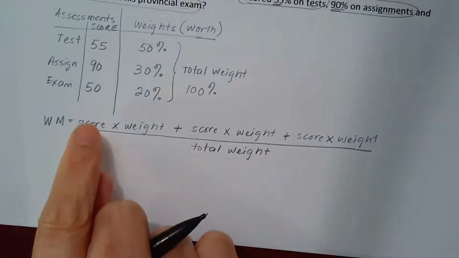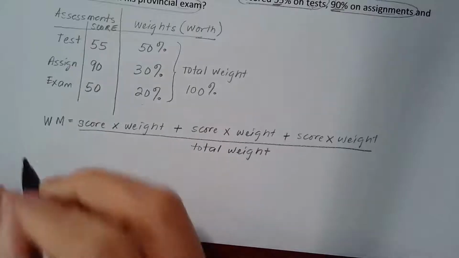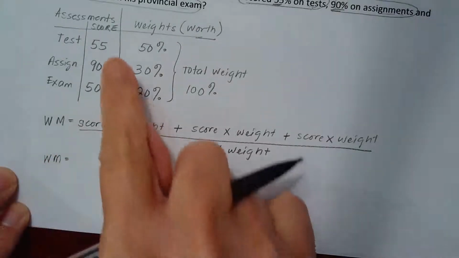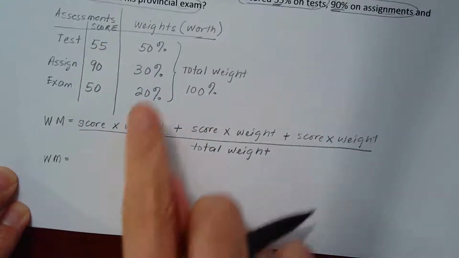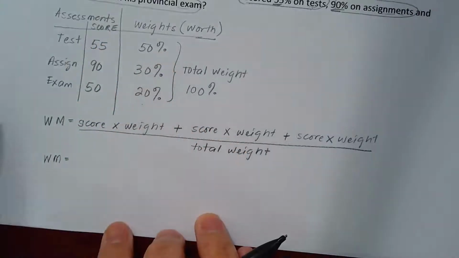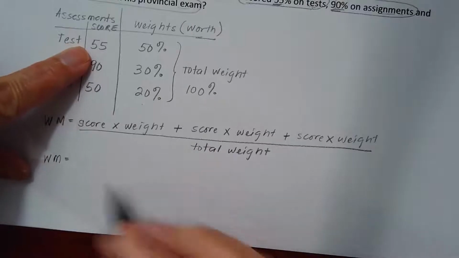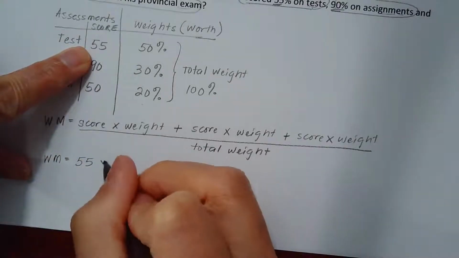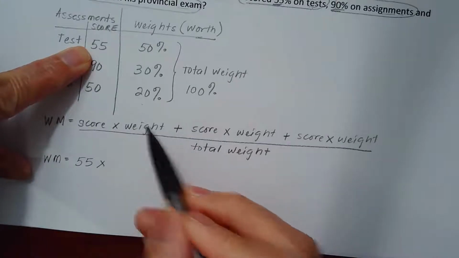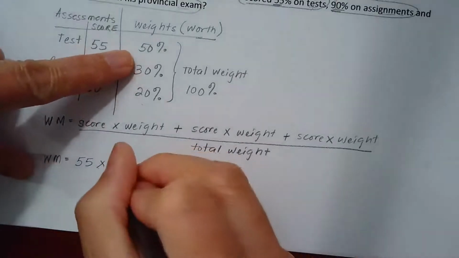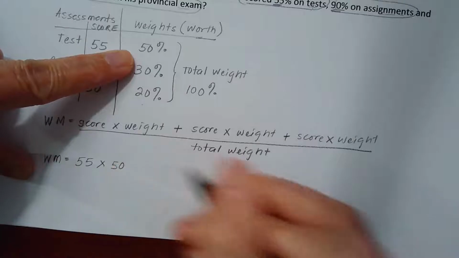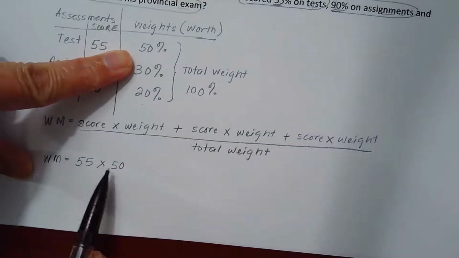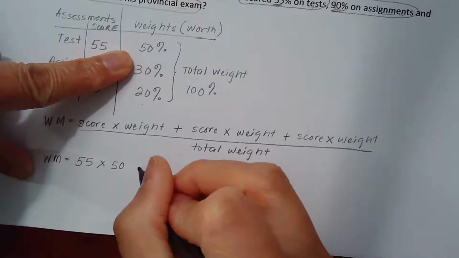So now using our formula in here, we're going to start putting in the numbers. So starting with the test. So the test, he scored 55% times, well, how much is the weight of the test? It weighs 50%, or it's worth 50. Okay, it's score times weight, and then plus.